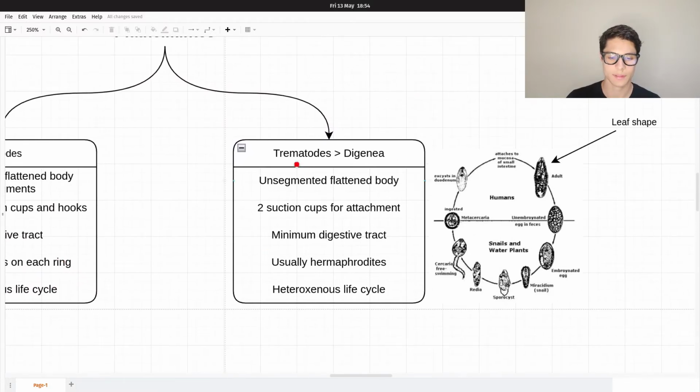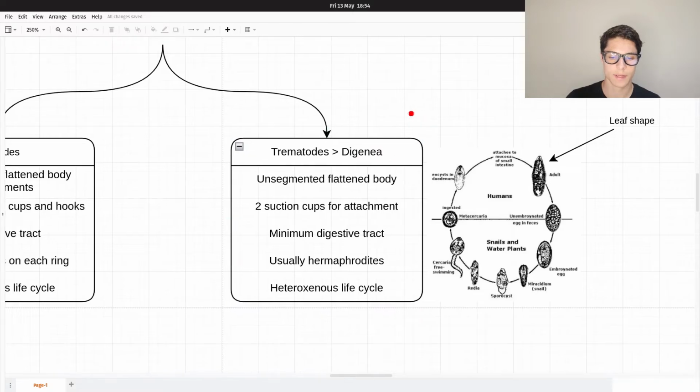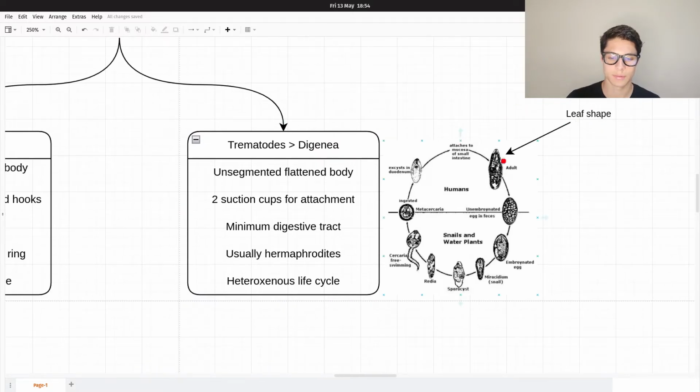Then we have the trematodes, Digenea. They are leaf-shaped type of worms, and they have an unsegmented, flattened body. Unsegmented. They have 2 suction cups for attachment, one on the dorsal and one on the top, and they have minimum digestive tract. That means they can digest something but not very complex. They are usually hermaphrodites and their life cycle is heteroxenous.